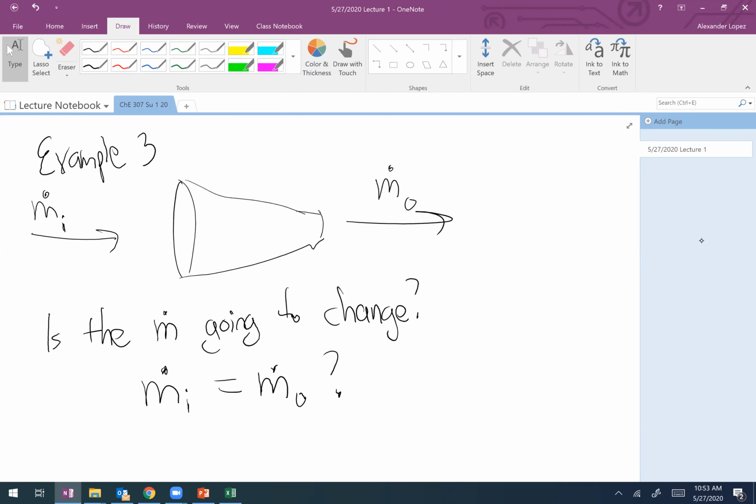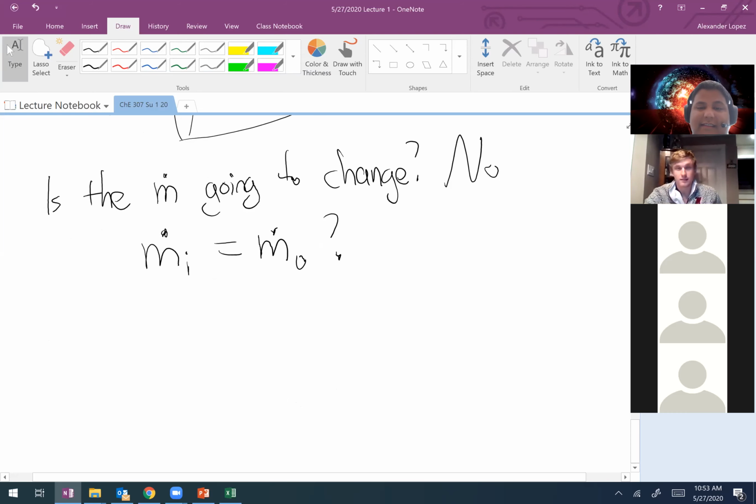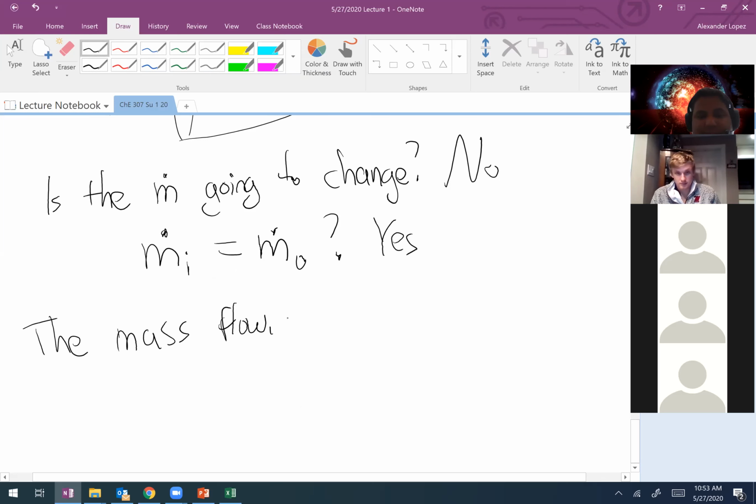So what do you guys think? The mass flow rate does not change. Okay, I will agree and say, no, the mass flow doesn't change, and yes to this statement. So the mass flow rate does not change.